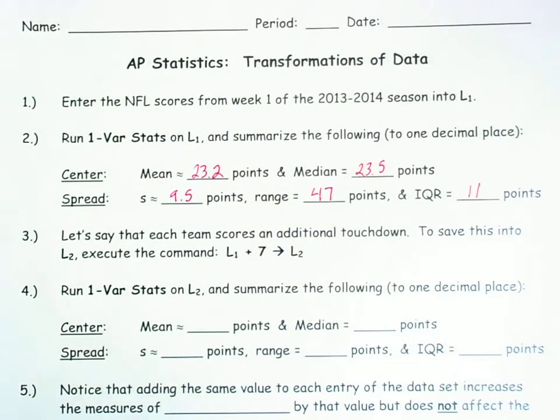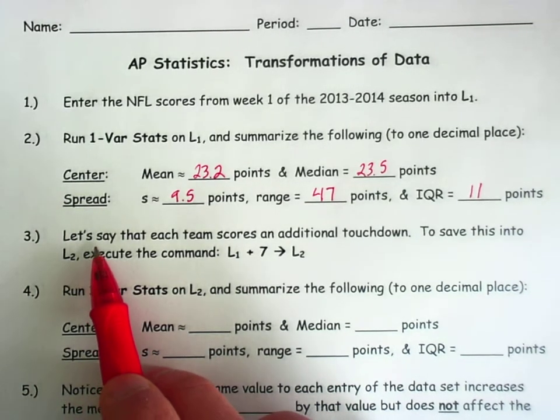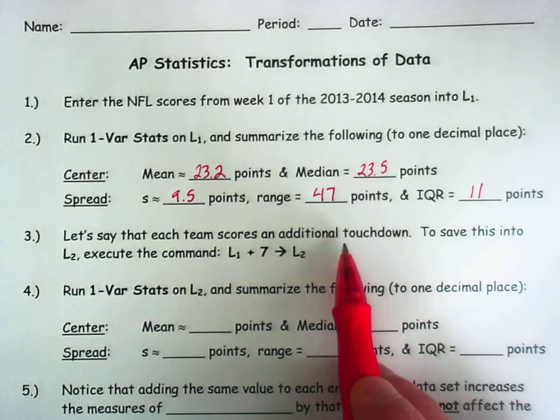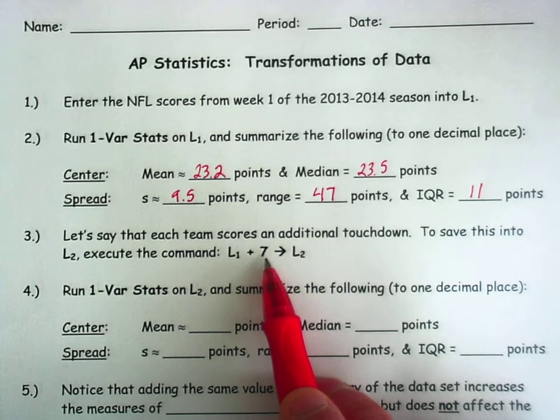Now, by transforming the data, we're going to make an adjustment to all of the values of our sample data. So let's talk about this in context. Let's say that each team scores an additional touchdown. So I want to take all of the scores and add another 7 points to all of those scores. So we'll assume they all get the extra point kick also.